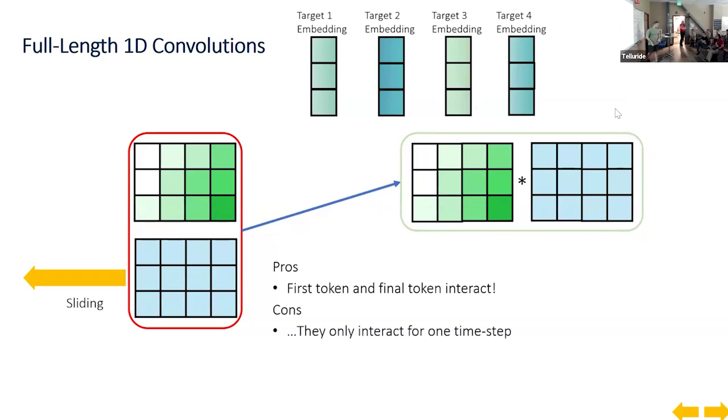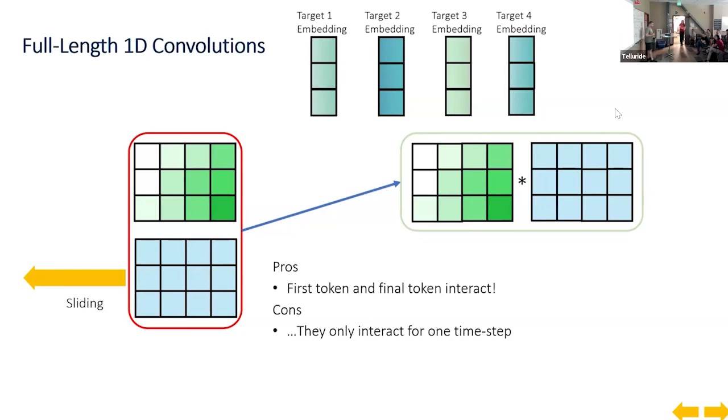They only interact with the one typeset, right? As you keep going, this kernel is going to keep sliding along, and so really the only embedding that's going to feel the first and last tokens interact is target 4. None of the other embeddings are going to feel each other, and so it's not going to do as well in long-range tasks.